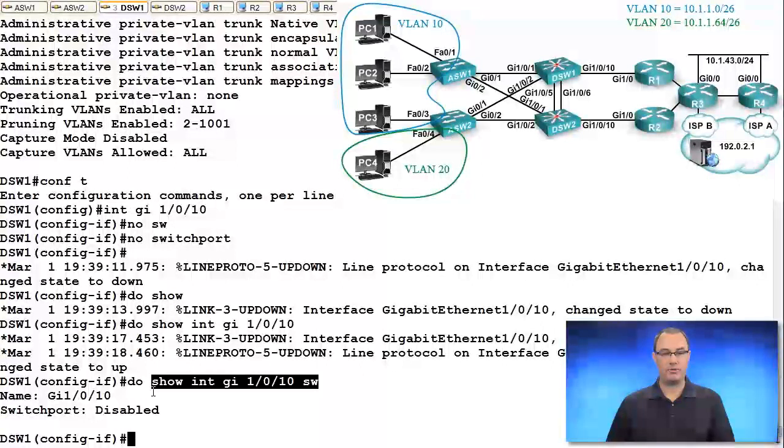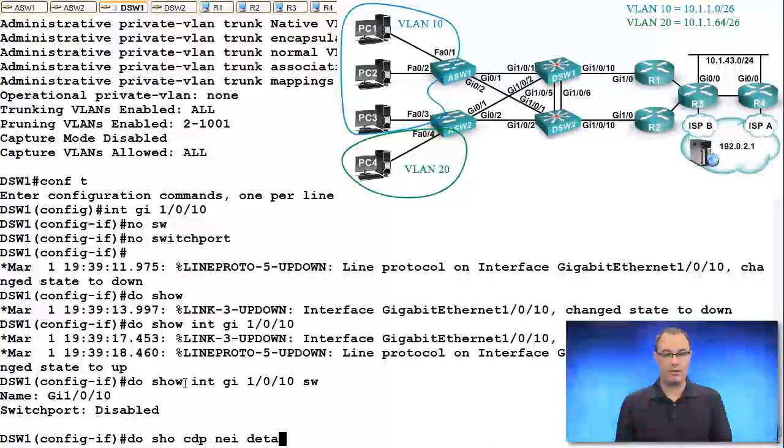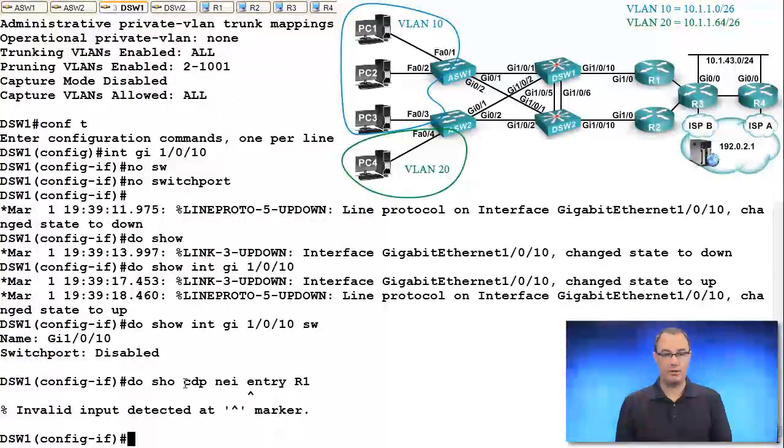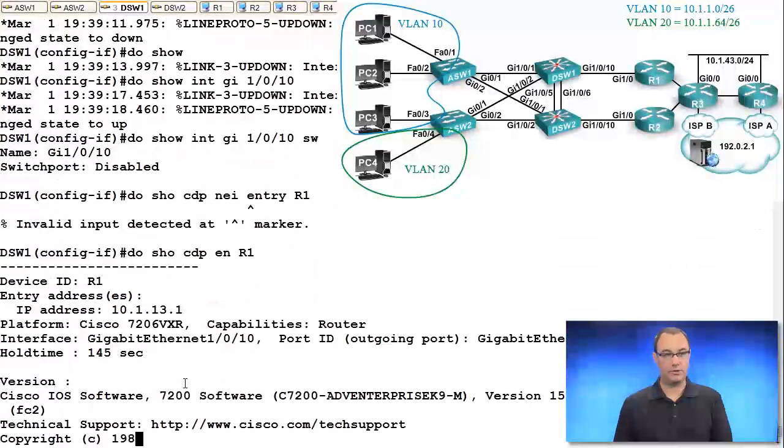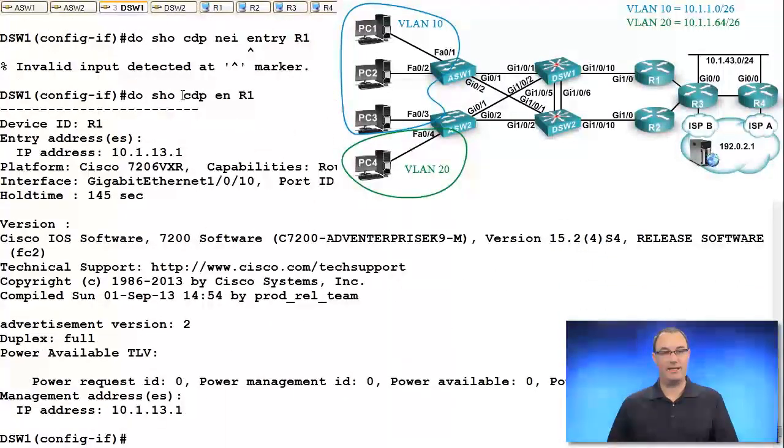Now I'm not sure what IP addresses I want to put on here, so let's figure that out by doing a do show CDP entry R1. That's the IP address that I want to match in terms of the subnet. I want something unique. So I'm going to do IP address 10.1.1.